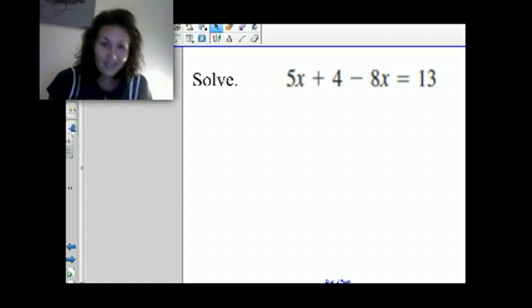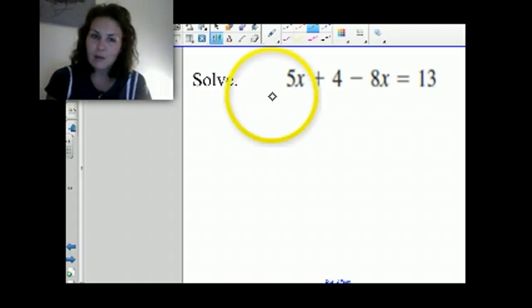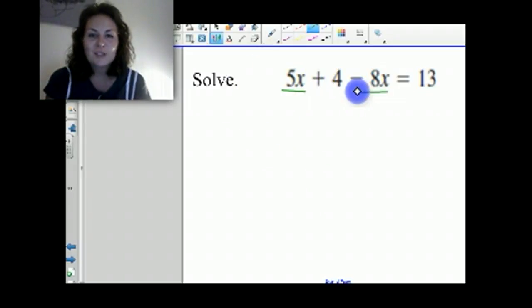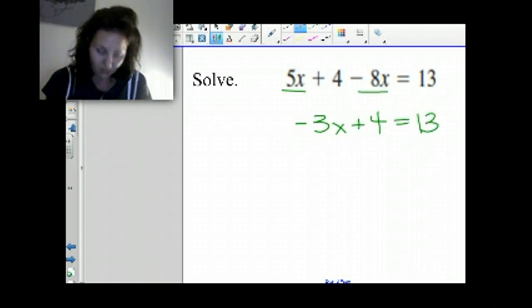Simplifying. 5x plus 4 minus 8x equals 13. There are 2 x's. That's okay. They're like terms. Combine them. 5x minus 8x is negative 3x. We still have plus 4 equals 13.